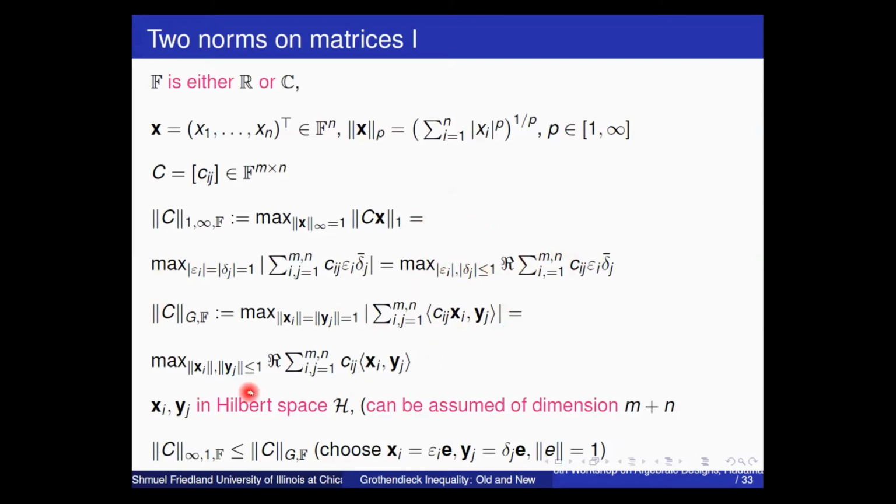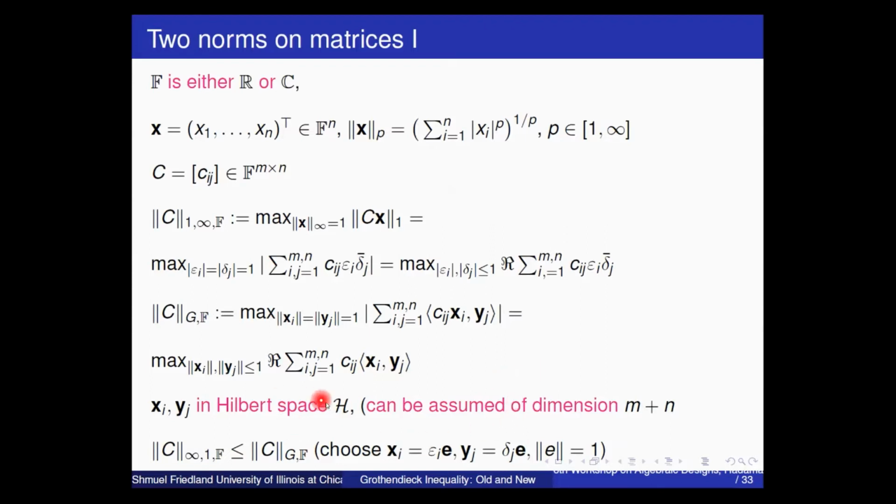Okay, so what is the Grothendieck norm? The Grothendieck norm is very similar to what we have here, but instead of epsilon i delta j bar, we are going to take again, I should put Cij outside, but it doesn't matter. Here, this is the correct version. You take the inner product of two vectors xi and yj in a fixed Hilbert space. If you want the maximum, you can assume that the dimension of this Hilbert space is n plus n, because any n plus n vectors x1 up to xn, y1 up to yn span a subspace, and that's enough.